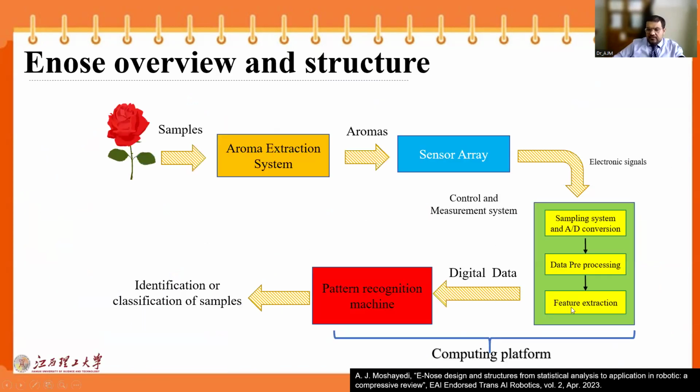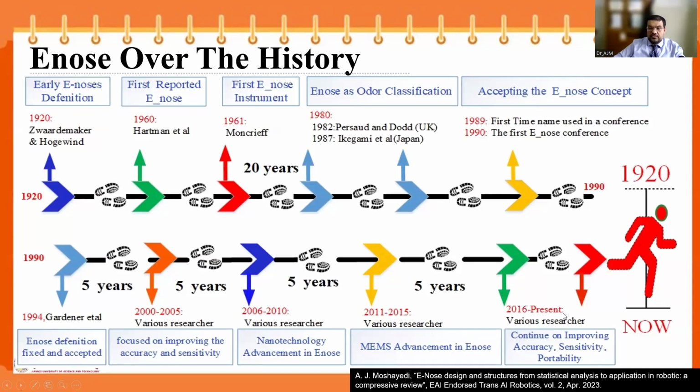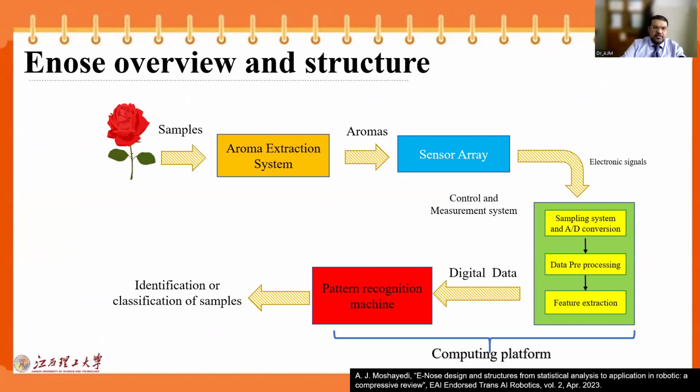But still, we are working on the ENose and want to have a precise one. One of the main problems of these ENoses is the sensor part. Let us have a deeper look at the structure of these ENoses. When we have any aroma or odor, first of all, we should extract the odor. Then, before the sensor array, we need some method to push the molecules and spread them in the air. This is one of the important stages, which we call the aroma extraction system. After the sensor array, we need a part to do the sampling, preprocessing, feature extraction, and then pattern recognition for us.